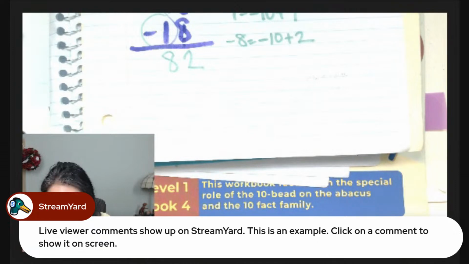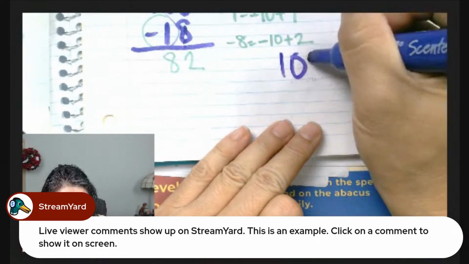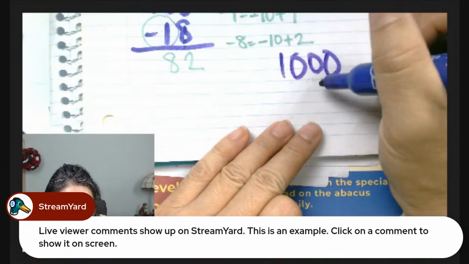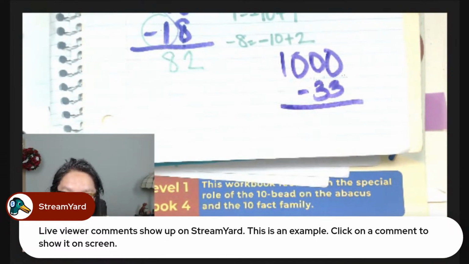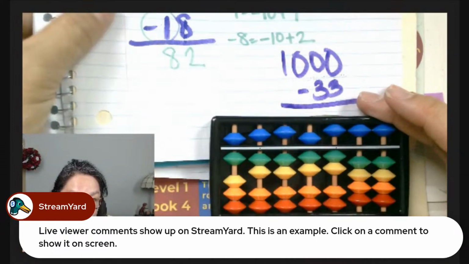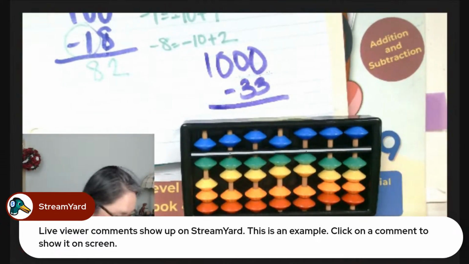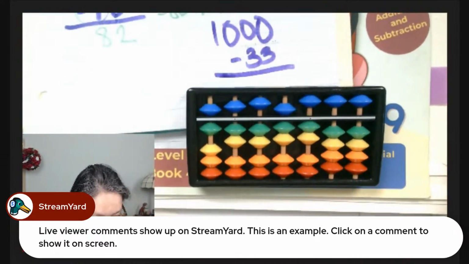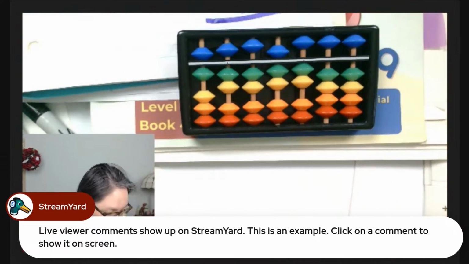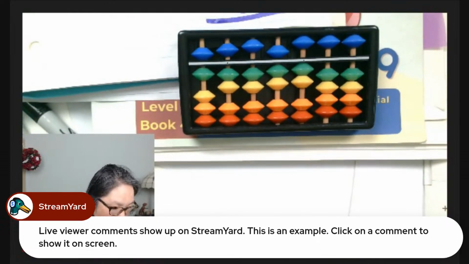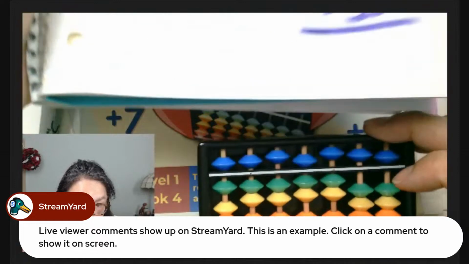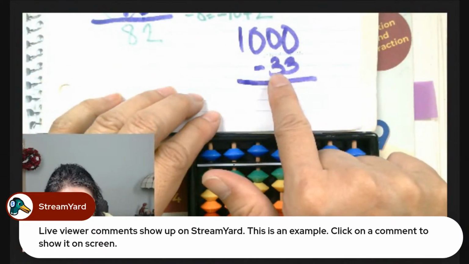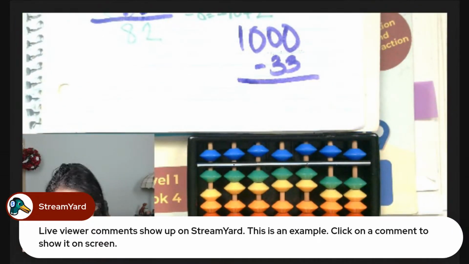Let's do 1,000 minus 33. Oh, maybe I should move my camera instead. Okay, so our question is 1,000 minus 33. Again, if you notice, I'm going to start from left to right. That's how we read. I don't know why we don't do it that way, but this is how we read.